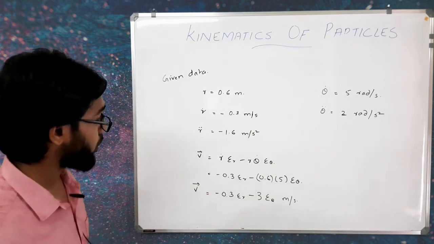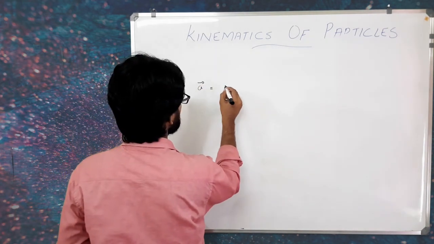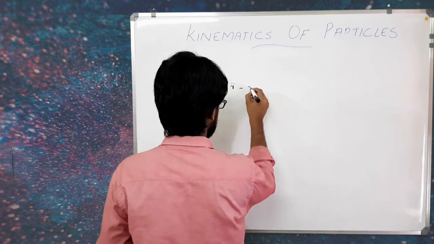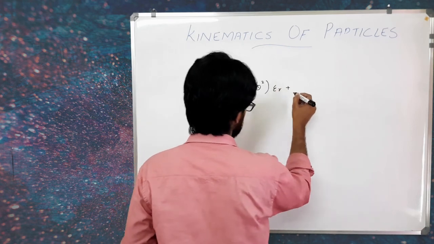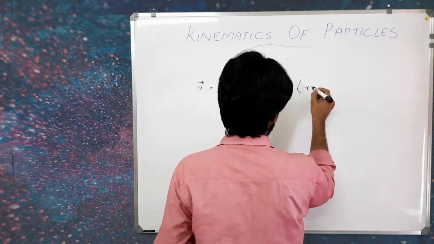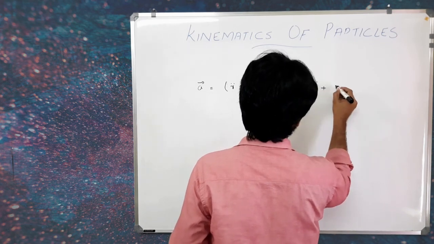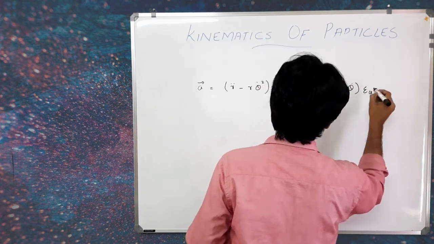Now moving on to acceleration. Acceleration a equals r double dot minus r theta dot square epsilon r plus r theta double dot plus 2 r dot theta dot epsilon theta.